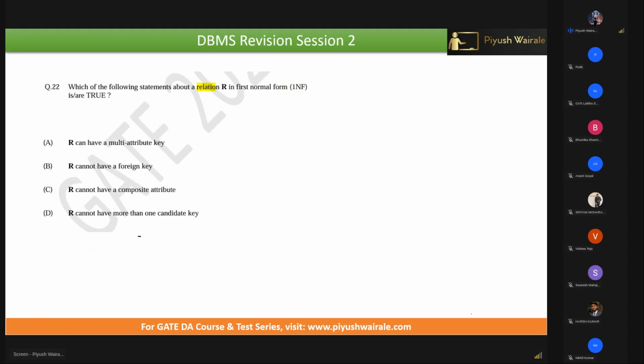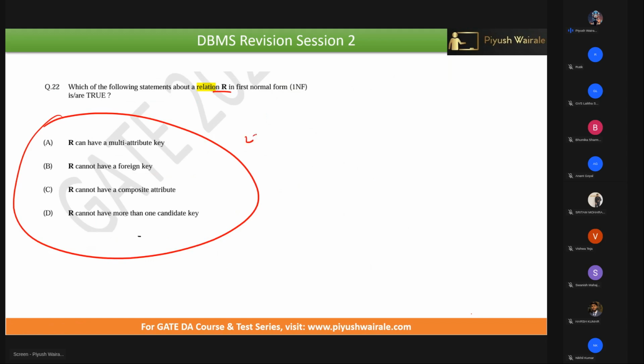Can anyone tell me which of the following statements about relation R in first normal form is correct? Which option is correct? This is a GATE 2024 CSE paper question. We just discussed this one. R can have multiple attributes. R cannot have a foreign key. So C is the answer.